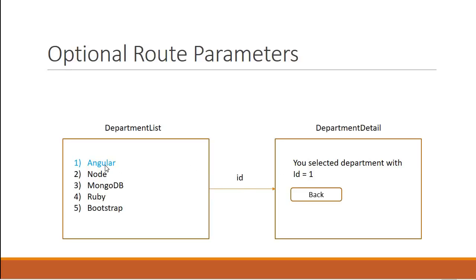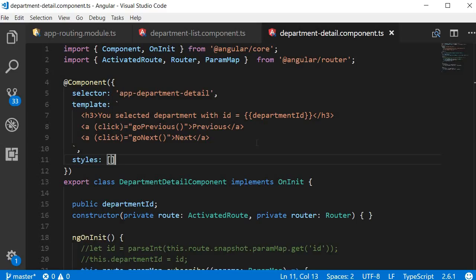For example, if I click on Angular, I should be navigated to the department detail component. Over here, if I click on the back button, it should navigate me back to the department list component, and Angular should be highlighted. Now this can be achieved using optional route parameters. Let's see how. Let's go back to Visual Studio Code, and in the department detail component, let's first add the back button.